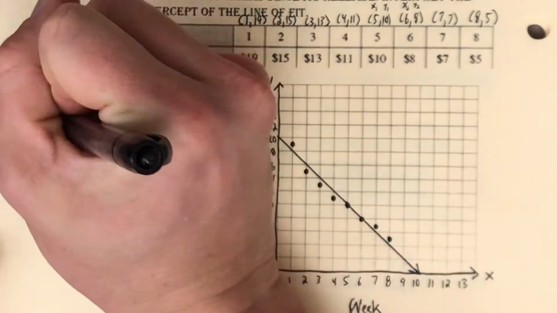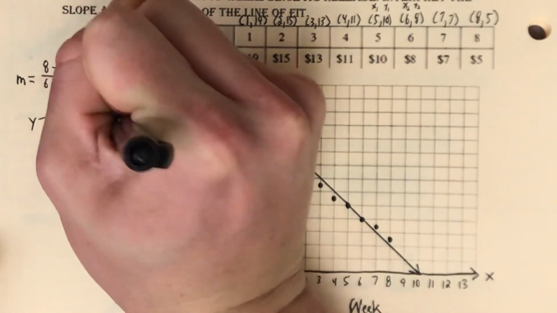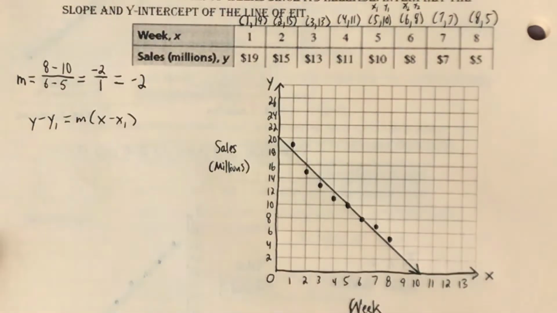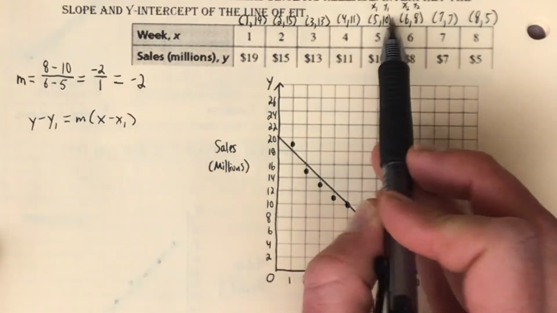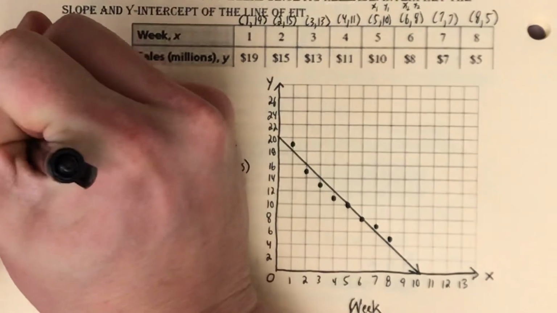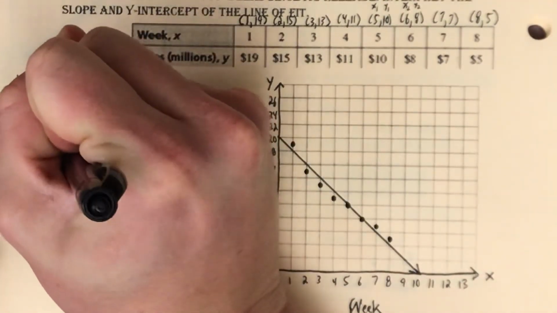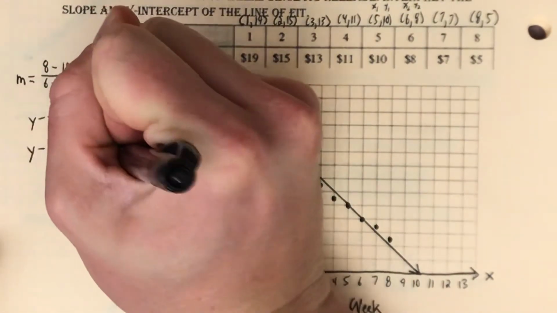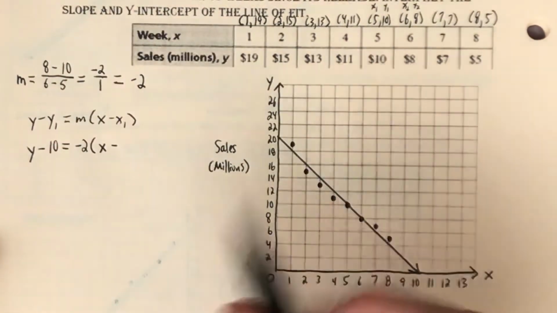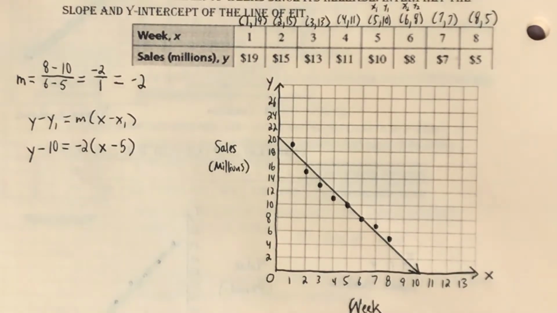Again, I'm using y minus y1 equals m times x minus x1, and I'm going to plug in the information that I have. I have m, that's negative 2. I have an x1 and a y1, so I can plug those in. So y minus y1, which was 10, equals m, which is negative 2, times x minus x1, which was 5. And now I can solve this down to get the equation of the line, right? Which is what they've asked me for.